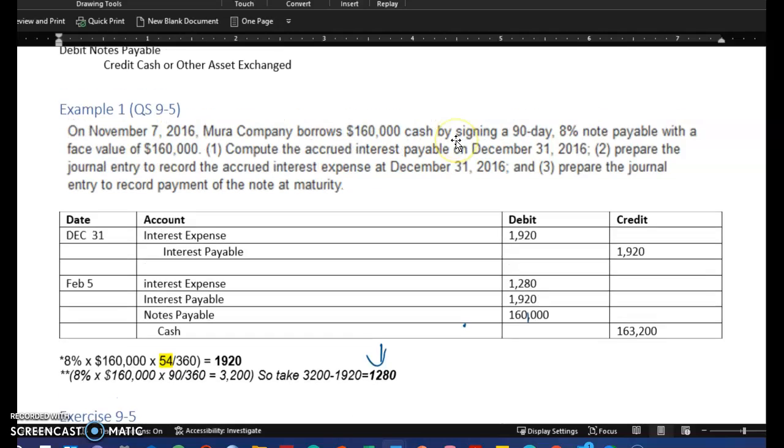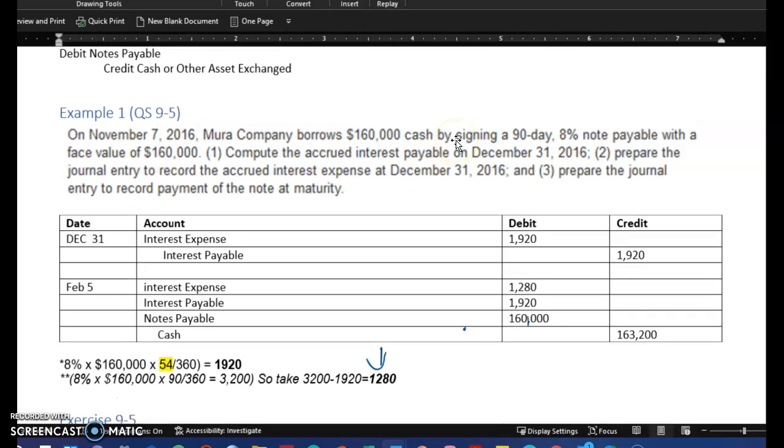Now we've got to record the interest expense on December 31st. So just as a review, let's look at a timeline again. The note payable is taken out on November 7th. We know we have to have a cutoff for our interest expense at the end of the year on December 31st. And February 5th is the due date for the 90-day note.